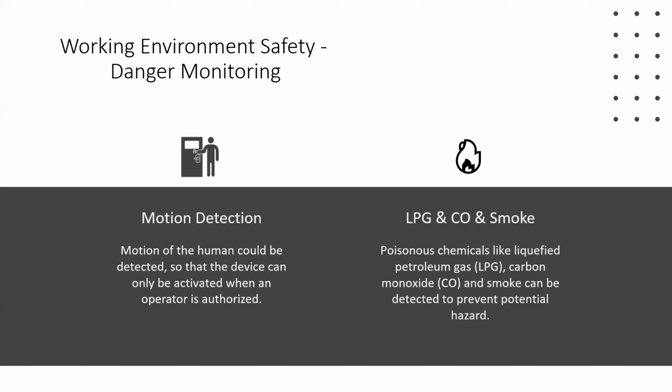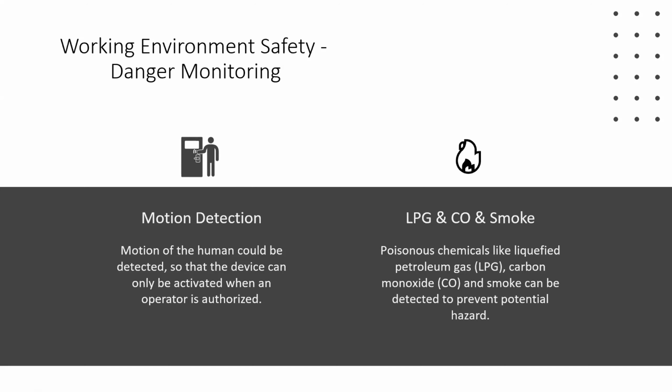Before we get started on how this system can really work, we go through the functionality of our design. First of all, we want to achieve motion detection. Using the PIR motion sensor, only when an operator is present near the device can the device be actuated and operate. If no one is present, then the device stays unactuated and everything stays normal.